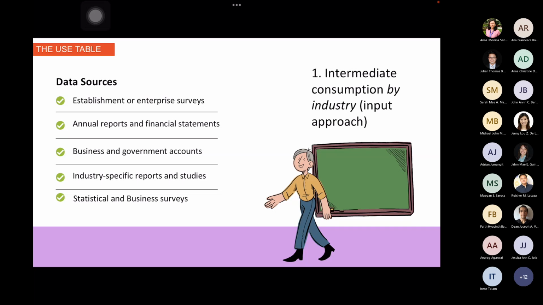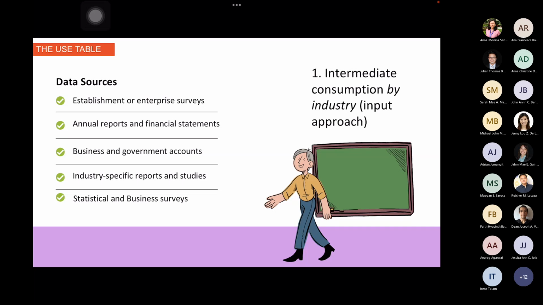And for business and government accounts, it can also provide, let's say, a breakdown on the flow of inputs of businesses or government entities. And we also have industry specific reports and studies, as well as statistical and business surveys. So all of the information from these sources should give us the value of inputs consumed by each industry on a per product level and industry cost structure.